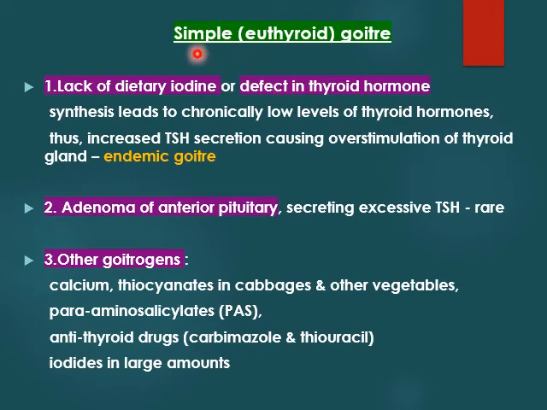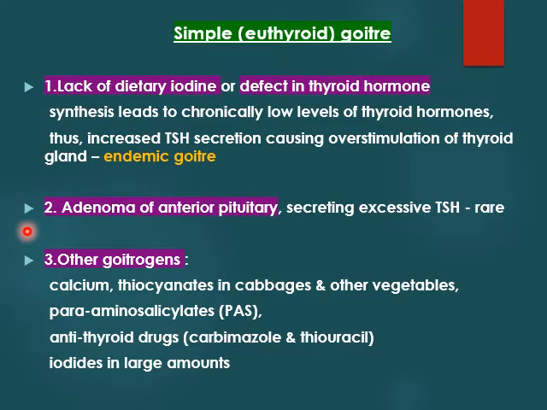Okay, now we come to the simple goiter, which is usually euthyroid. What are the causes? The first cause is due to lack of iodine or a defect in thyroid hormone metabolism. So this decrease in synthesis of the thyroid hormones leads to chronically low levels of thyroid hormones. Thus, there's increased TSH secretion that causes overstimulation of the thyroid gland. And this is usually the case in endemic goiters.